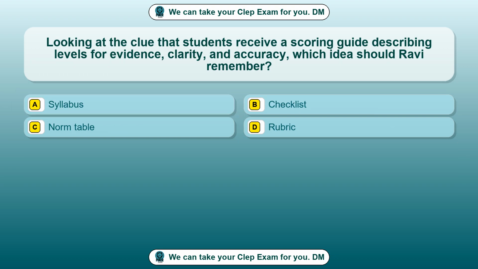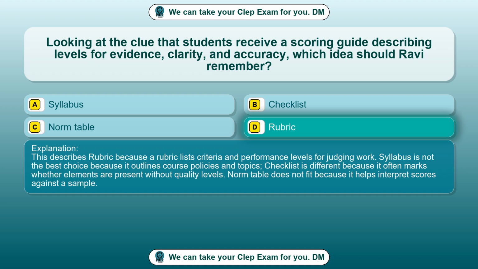Question 60. Looking at the clue that students receive a scoring guide describing levels for evidence, clarity, and accuracy, which idea should Ravi remember? Option A, syllabus. Option B, checklist. Option C, norm table. Option D, rubric. The correct answer is option D, rubric.